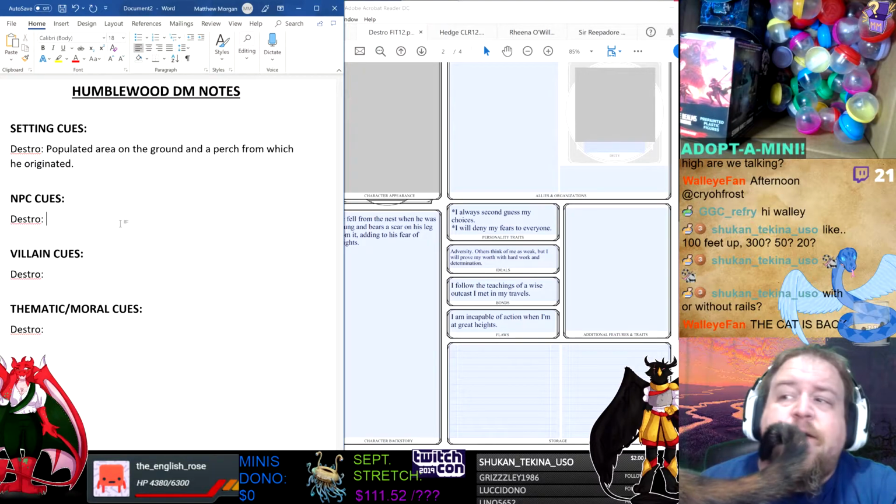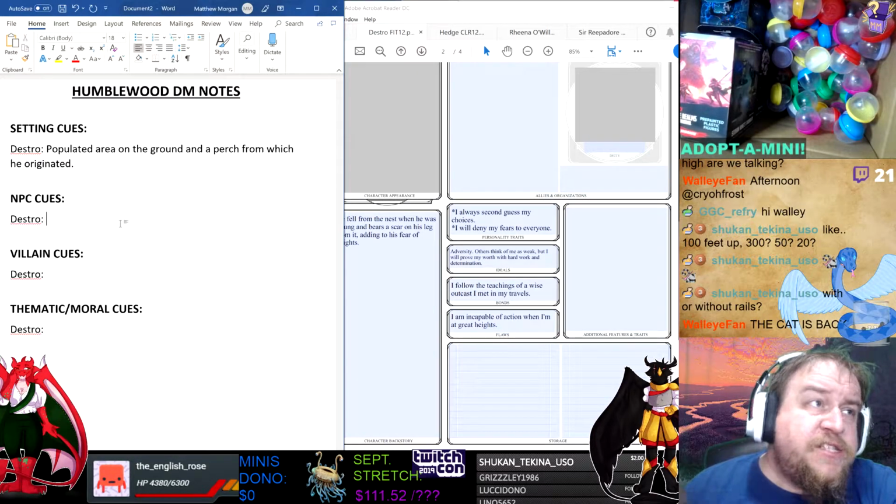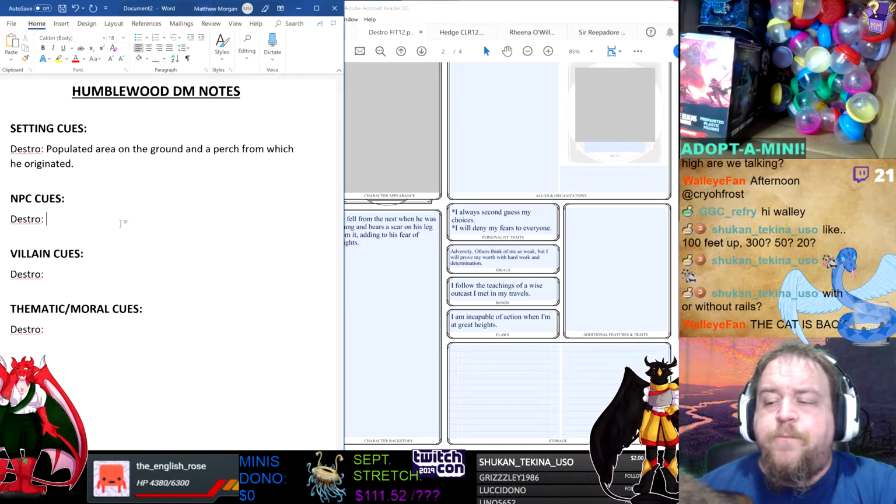The cat is back. Yeah, she's sniffing around. I don't think the rails matter. I think it's just an overall fear of heights, Shukan.